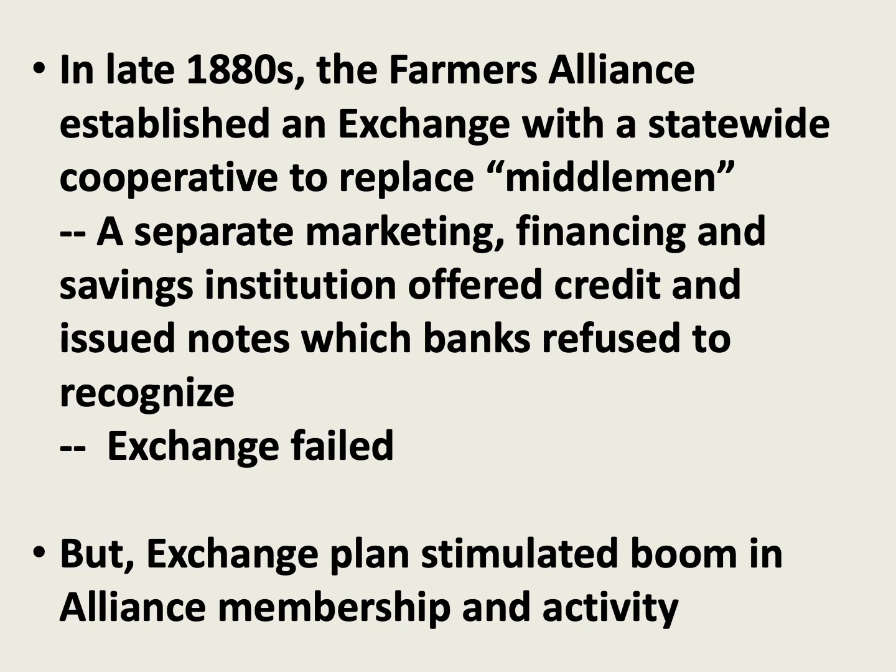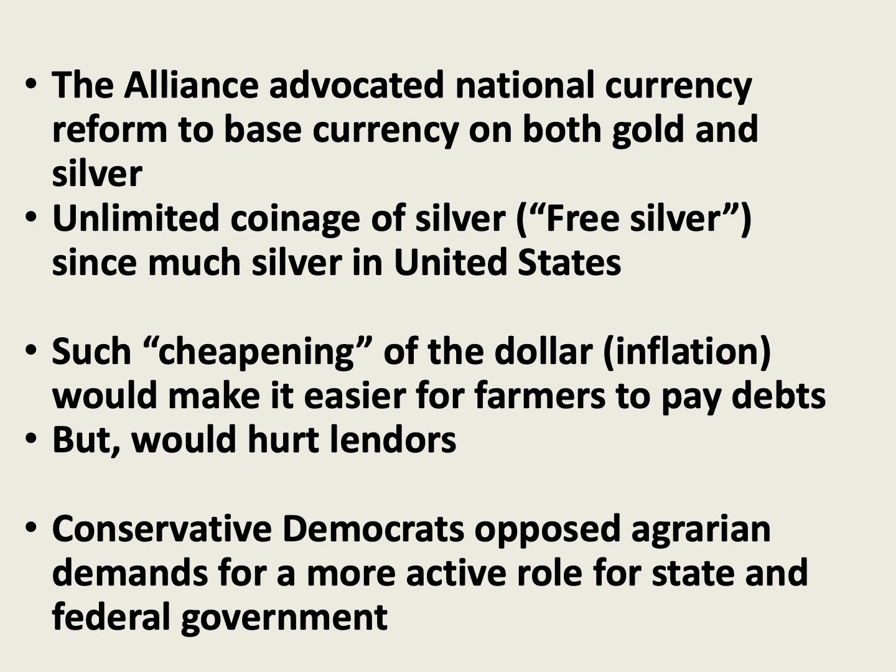But their idea really failed because they started issuing notes which the banking system in the United States refused to recognize. But this plan, even though it didn't really get off the ground, did stimulate membership in the Farmers Alliance, and so it became more important politically. Like the Grange, the Farmers Alliance wanted national currency reform to base the U.S. currency on both gold and silver.